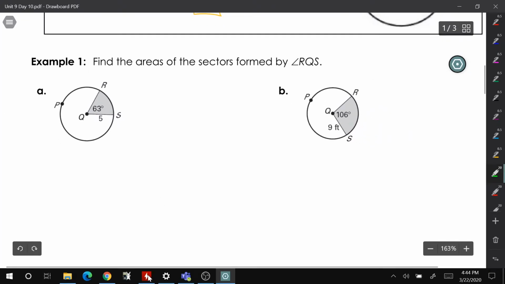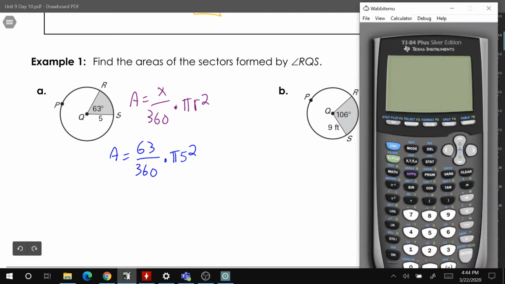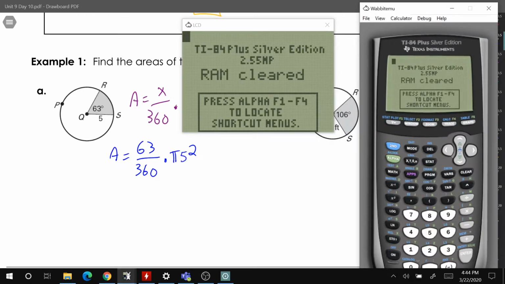So I'm going to do example A, and then I'm going to have you try example B. So the sector area is x over 360 times pi r squared. So if we just substitute what we know, area equals 63 over 360 times pi r squared. And just like what we talked about yesterday, we know what r is. R is 5.